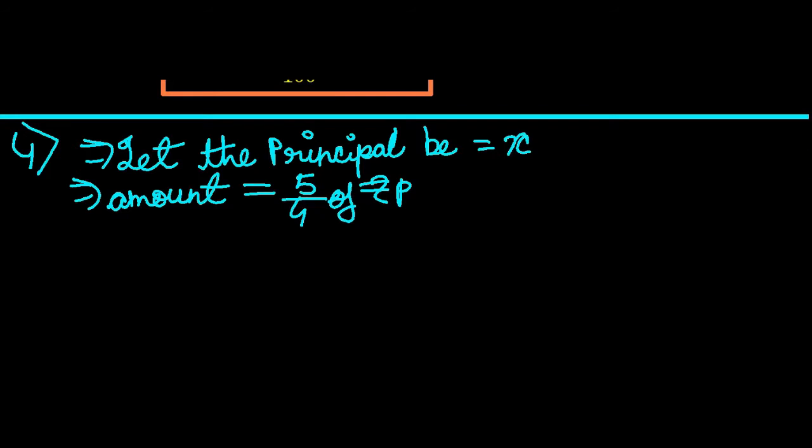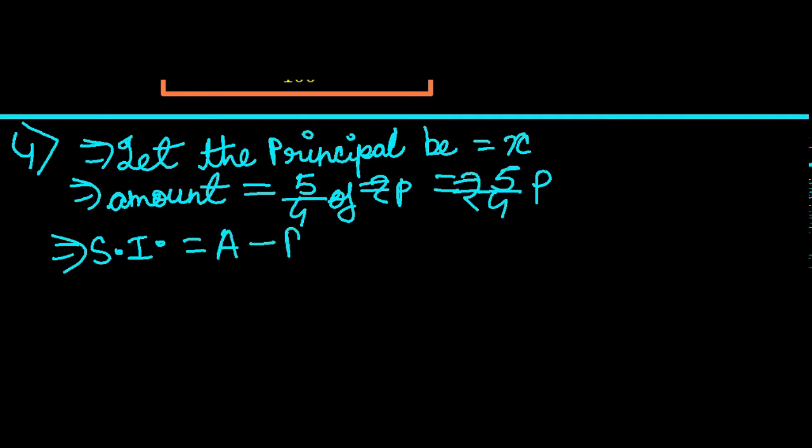So now we will write rupees 5/4 of rupees P is equal to rupees 5/4 P. And after the amount, we have to take out the simple interest. Simple interest is equal to amount, which is A, minus principal. Please refer to the last video to learn this formula, and there is also another formula in the previous part. So SI is equal to A minus P.